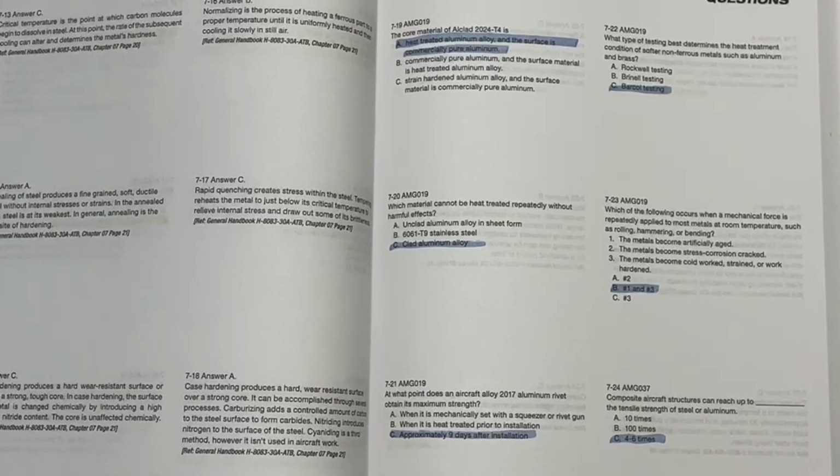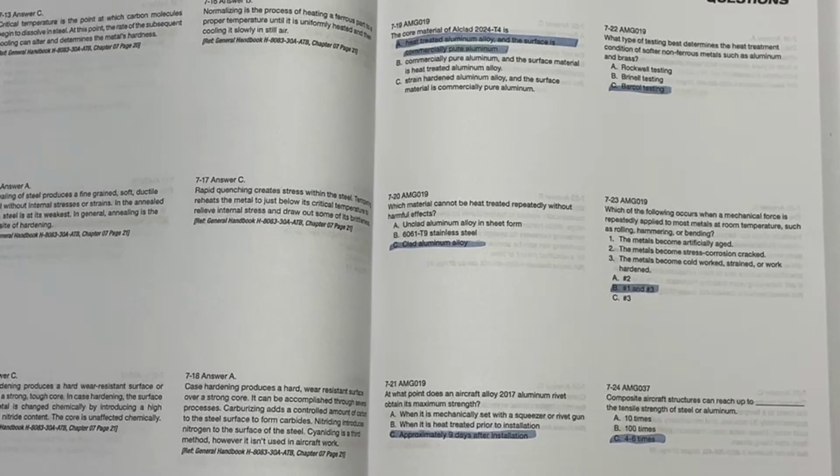Question 720. Which material cannot be heat-treated repeatedly without harmful effects? A, unclad aluminum alloy in sheet form, B, 6061-T9 stainless steel, or C, clad aluminum alloy? The correct answer is C, clad aluminum alloy.